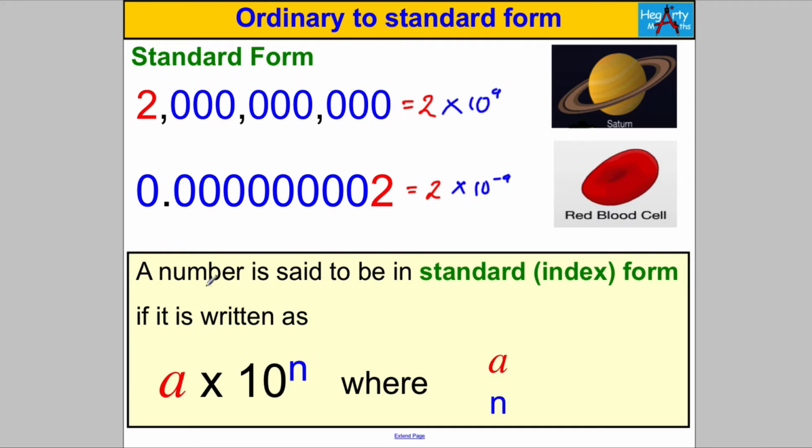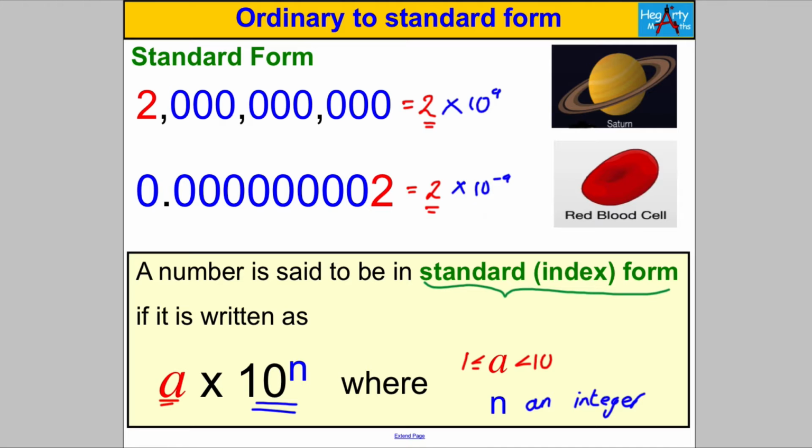And so, to summarize, a number is said to be in standard form or standard index form if it's written in the following way. It's got a number here, a, and it's multiplied by 10 to the power of n. And it's really important what a is and what n is. A is a number that can be 1, but must be less than 10, absolutely must be less than 10, and I'll explain that a little bit in a second. And n must be an integer, and that means a whole number, which can be positive or negative. It's positive for big numbers, it's negative for small little numbers.